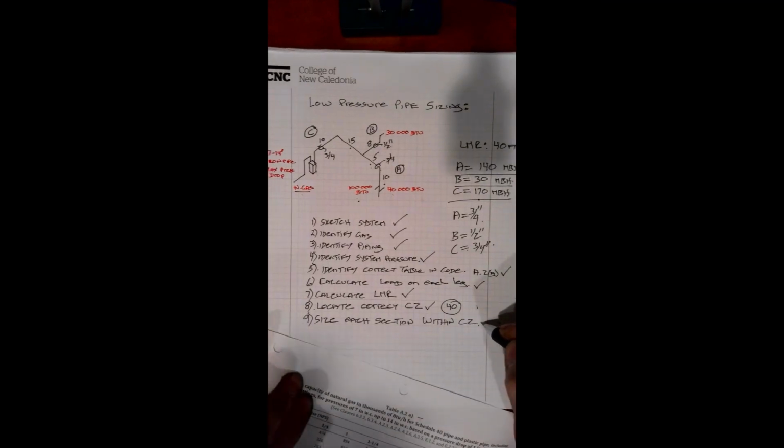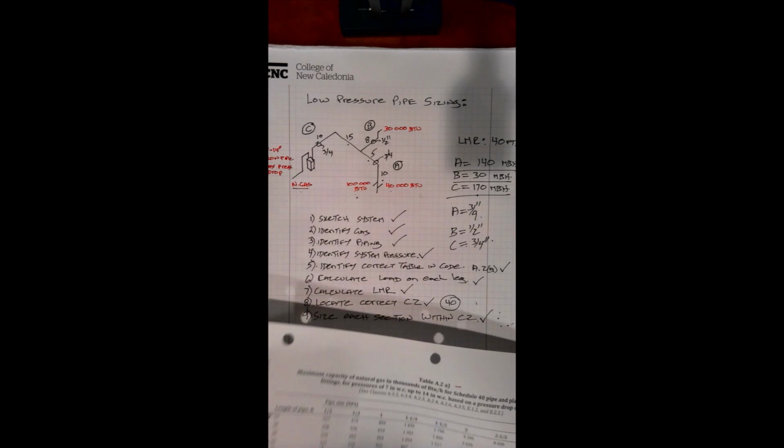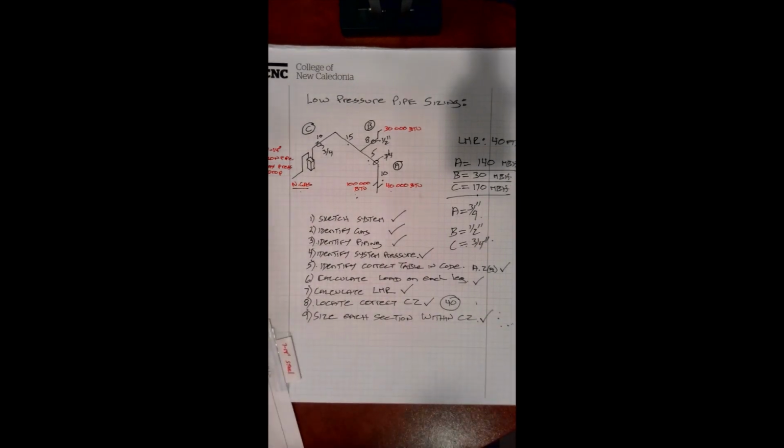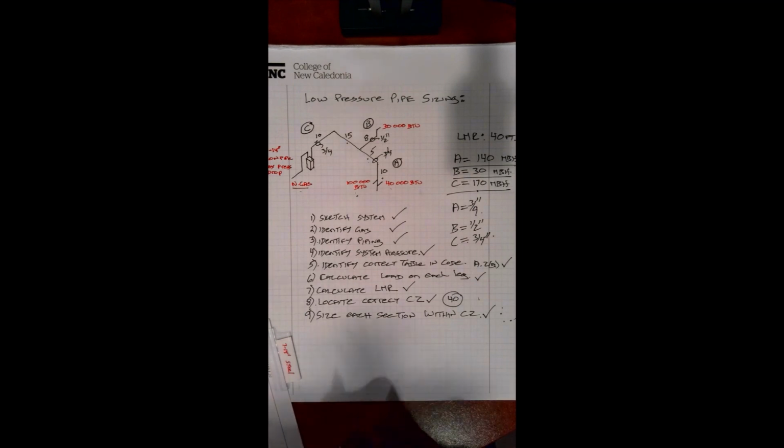So we've selected each section within our code zone. We've sized our piping. We are done for this project. Now we can get to work and start threading some pipe.